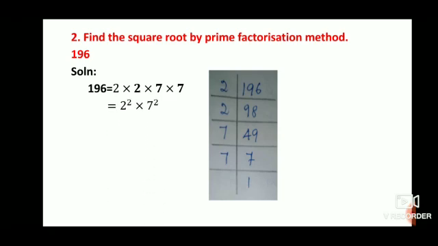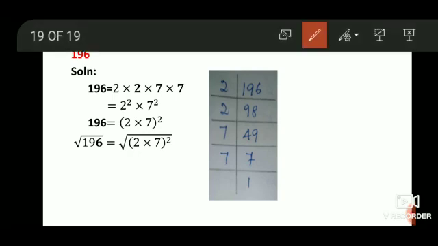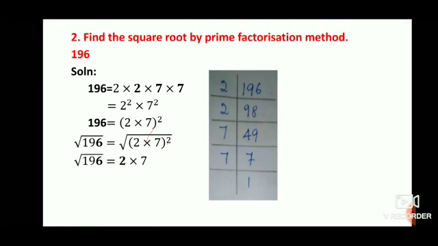Into 7 into 7, 7 square. So next step, 196 is equal to 2 into 7 the whole square. So square root on both the sides. Root of 196 is equal to root of 2 into 7 the whole square. So cancel them. Root and whole square get cancelled. So remaining 2 into 7. So 2 sevens are 14. The root of 196 is equal to 14.